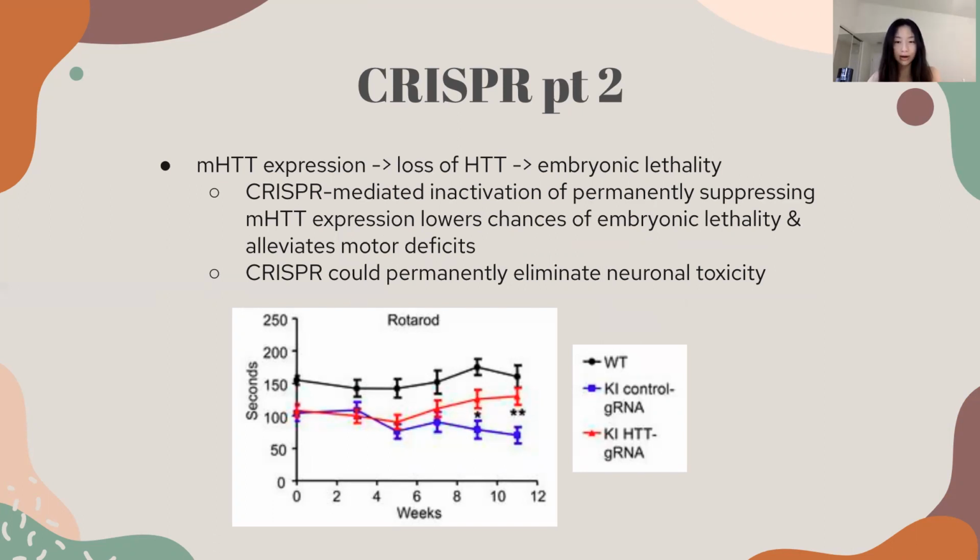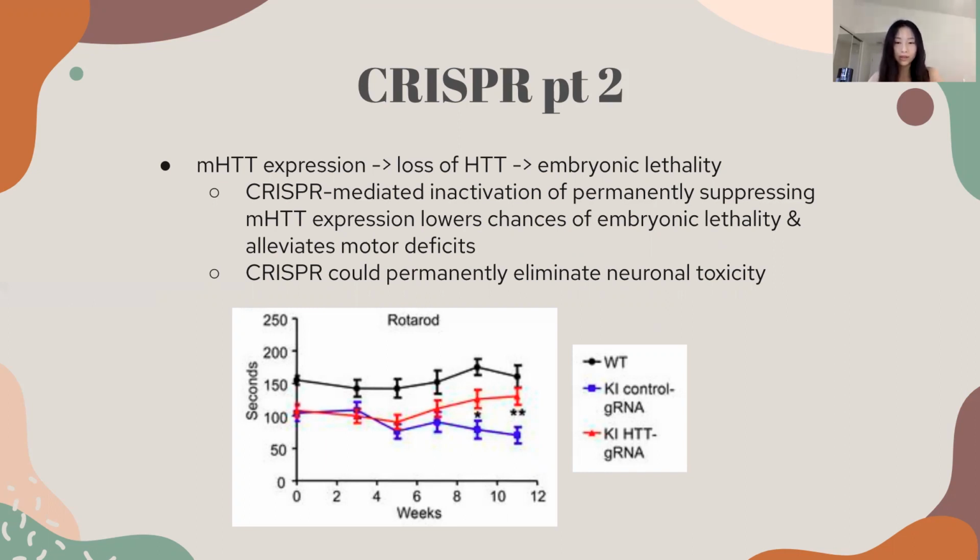Let's look at this graph. The black line, WT, represents wild-type mice, which are the standard normal individuals. The blue line Ki-controlled gRNA refers to knock-in mice, which have altered gene sequences to help scientists study specific genes. The red line Ki-HTT gRNA refers to the same thing, but this gRNA has been corrected with CRISPR. A rotor test evaluates motor coordination, balance, and motor learning in the mice.